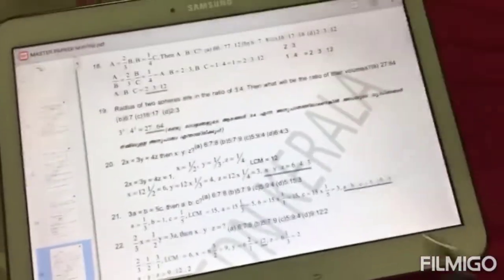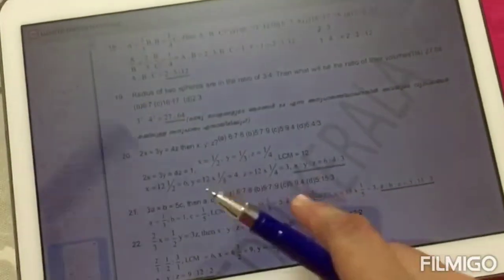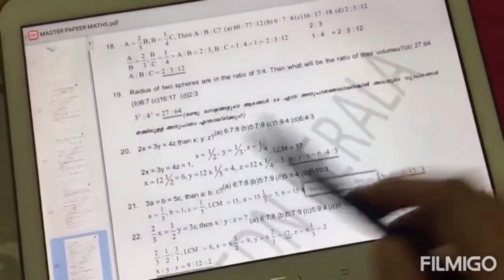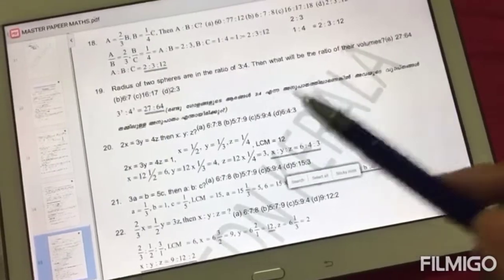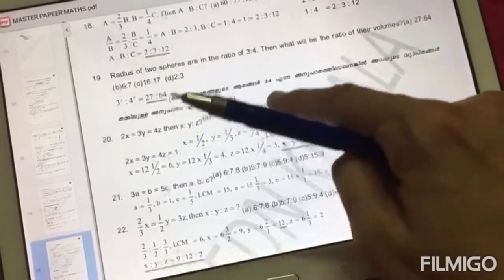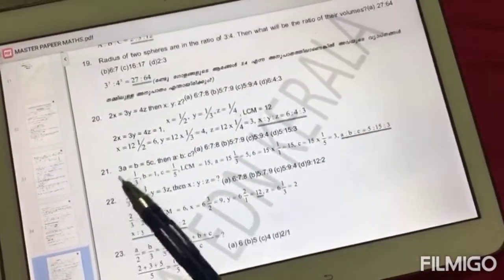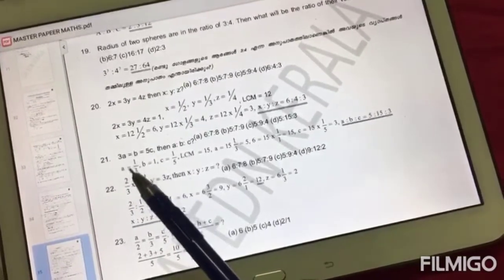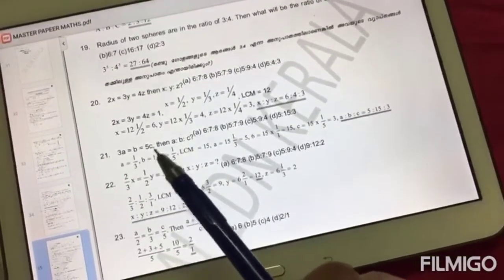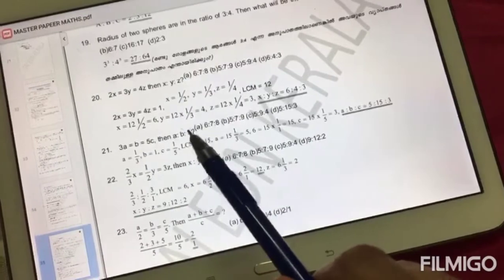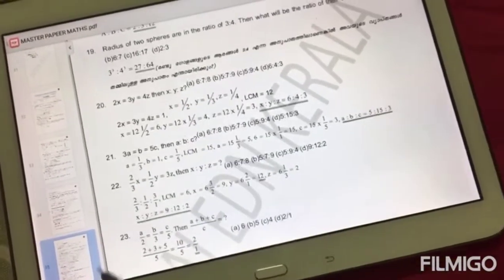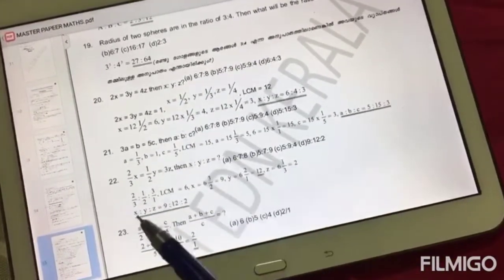Now you will ask me why we are doing this in this way. See, there are certain ways of doing certain questions. You will have to know that. You will have to just do it and do it by practice. Now similarly, 3a is equal to b is equal to 5c. Then a is to b is to c is what? Same way of doing number 20. You can do it. I'm not doing it.